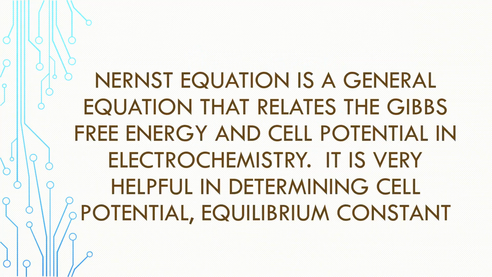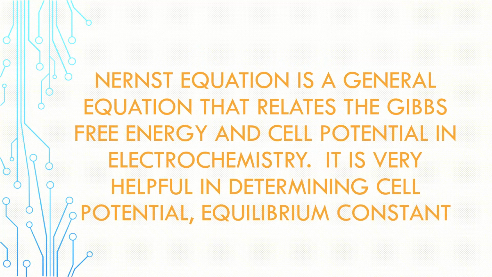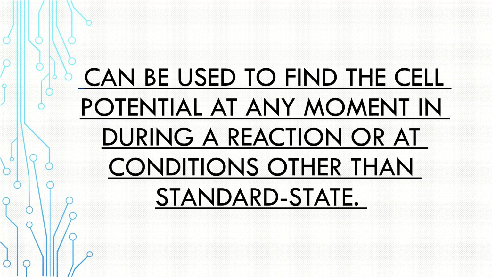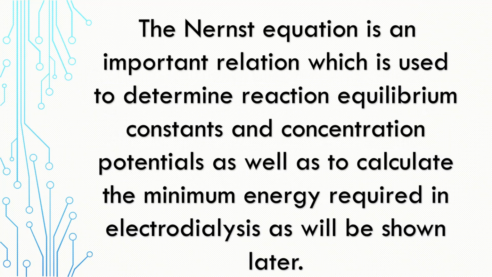For determining the cell potential and equilibrium constant, the Nernst equation is used. The Nernst equation is considered a general equation which connects the free energy and the cell potential. So, if you've got a reaction and you need to find the cell potential at any moment or under any condition other than the standard condition, we can use the Nernst equation. Nernst is considered an important relation used in determining equilibrium constants and concentration potentials, besides calculating the minimum energy required in electrolysis, as will be shown later.